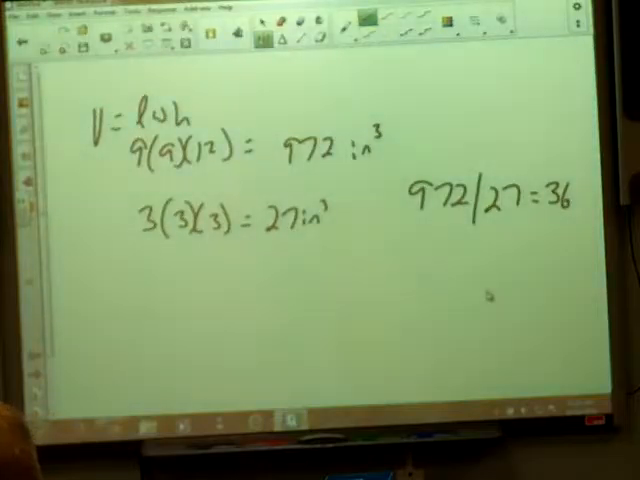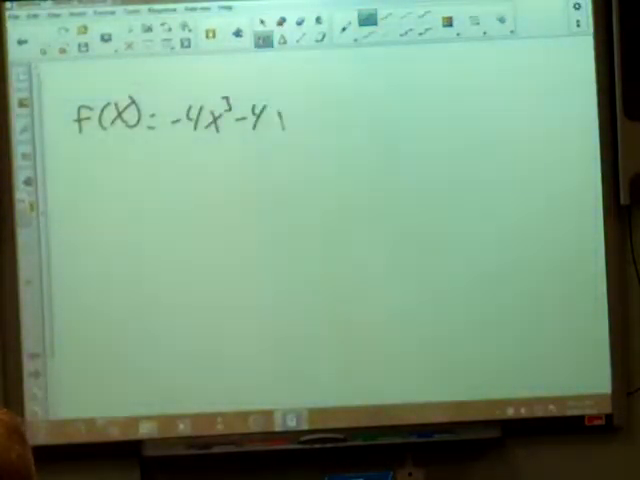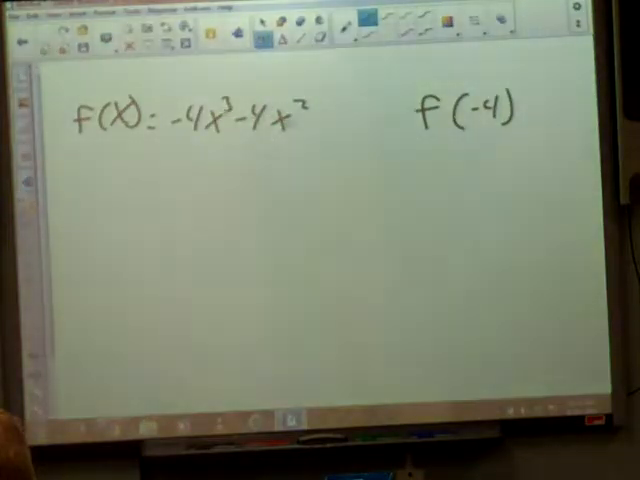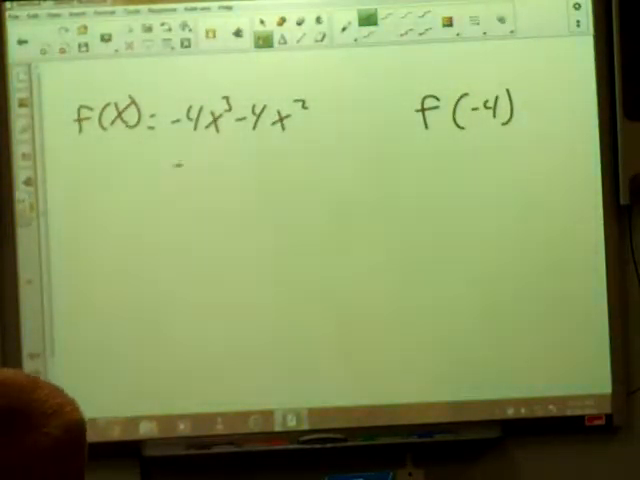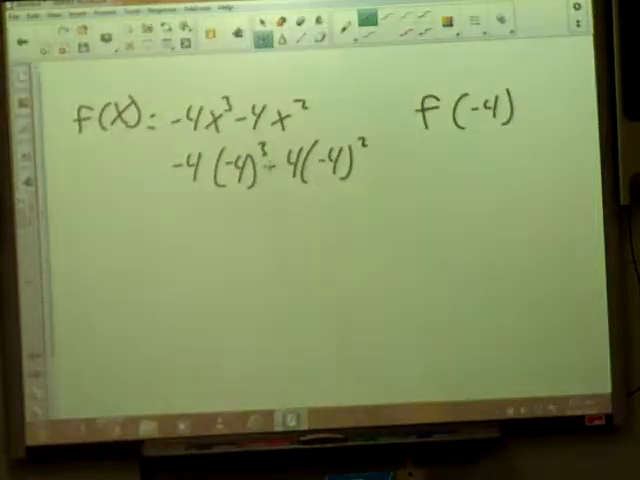Alrighty, on 18. Got f of x equals negative 4x cubed minus 4x squared. It wants us to evaluate for f of negative 4. So all that means is we're plugging a negative 4 in here and solving. So we're going to have negative 4, I'm just bringing that down now, x, negative 4 cubed minus 4 times negative 4 squared. I just plugged a negative 4 in.